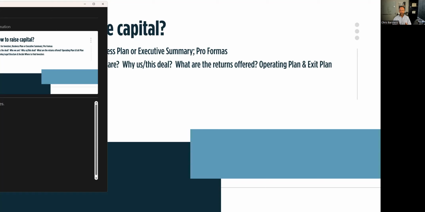You're going to have to pay them back 8% on their money, 10% on their money. Maybe there is no preferred return, but those are pretty common right now. So how are you going to be able to pay that back within your budget? Is that actually still going to be profitable? What's your operating plan? What's your exit plan?